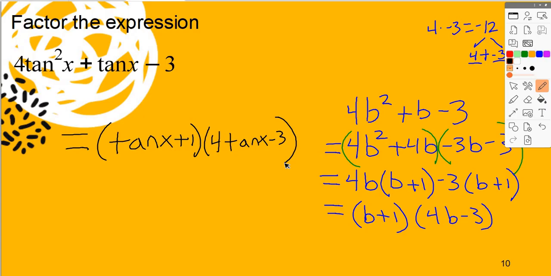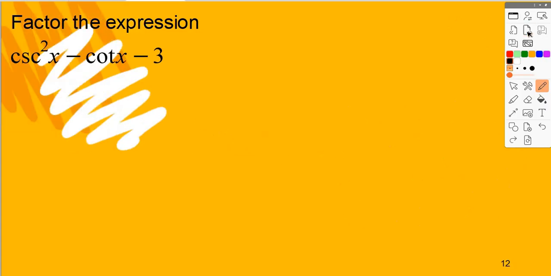What questions do you have there? I just have a little bit left. So I have another trinomial here.